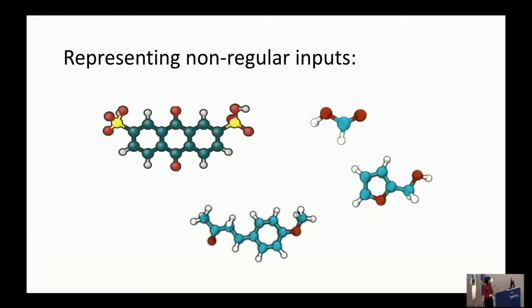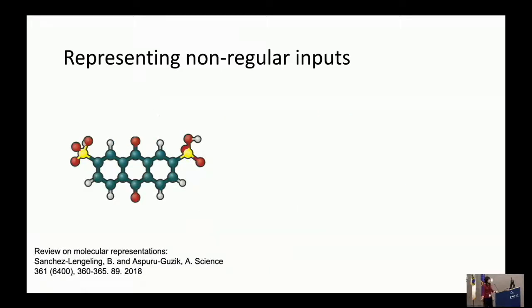Okay, so representing non-regular inputs. Molecules can vary in the number of atoms they have and the number of bonds they have, and this makes for a rather complicated representation problem compared to, say, images, where you can always have the same number of pixels. And so how do we handle this? For 40 or 50 years now, the drug discovery community has already thought of some solutions to this problem.